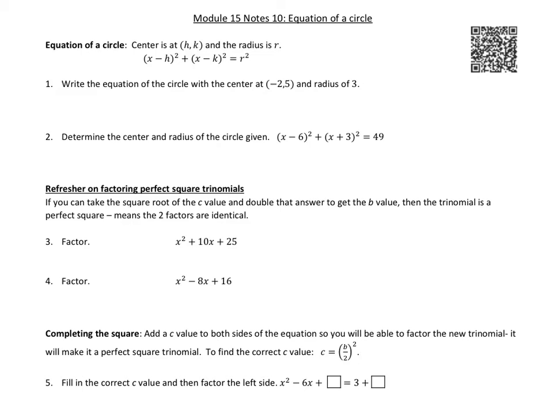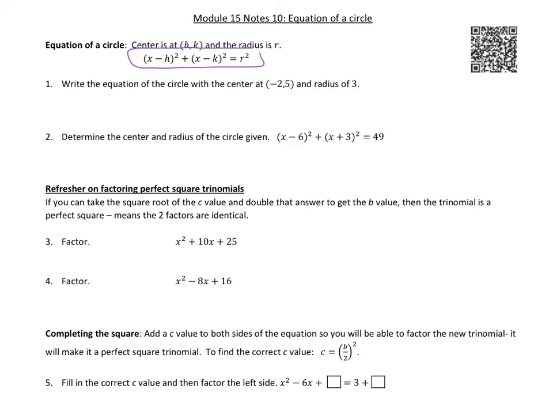This video is going to be the first of two videos on the equation of a circle, and we're going to start with the very basic. If you look at the equation right here, the h and the k stand for the center coordinate, and the r is the radius of the circle. So that's your basic equation that we're going to use, and that's what we always want our answer to look like if we have to write the equation.